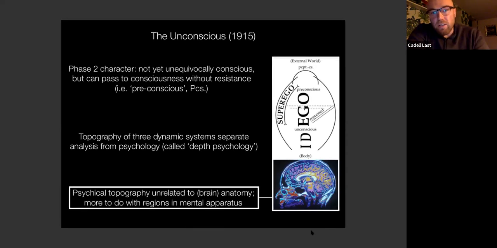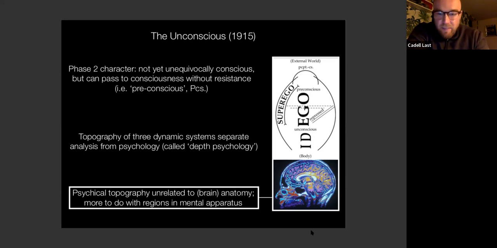The phase two character is that it's not unequivocally conscious, meaning it can potentially pass to consciousness. The crucial thing is that now this information can make it to consciousness without any resistance whatsoever. Whereas with the unconscious material, not only is the material still unconscious, but even the very mechanism of resistance is unconscious. Here he demarcates a topography of three dynamic systems, which he says separate psychoanalysis from psychology, and I've gone over what those three systems are.